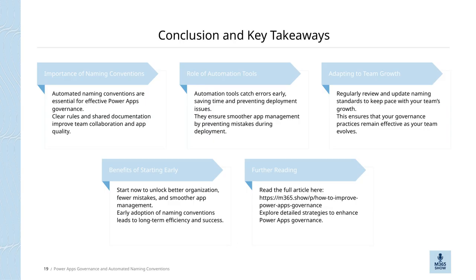It's important to review and update these standards regularly as your team grows, ensuring your governance practices stay effective and relevant. Automation tools play a vital role by catching errors early, saving you time, and preventing deployment issues, which makes app management much smoother. Ultimately, implementing automated naming conventions, along with clear rules and shared documentation, enhances collaboration and boosts overall app quality. Remember, good governance is an ongoing process, and the sooner you start, the better positioned you'll be for long-term success.